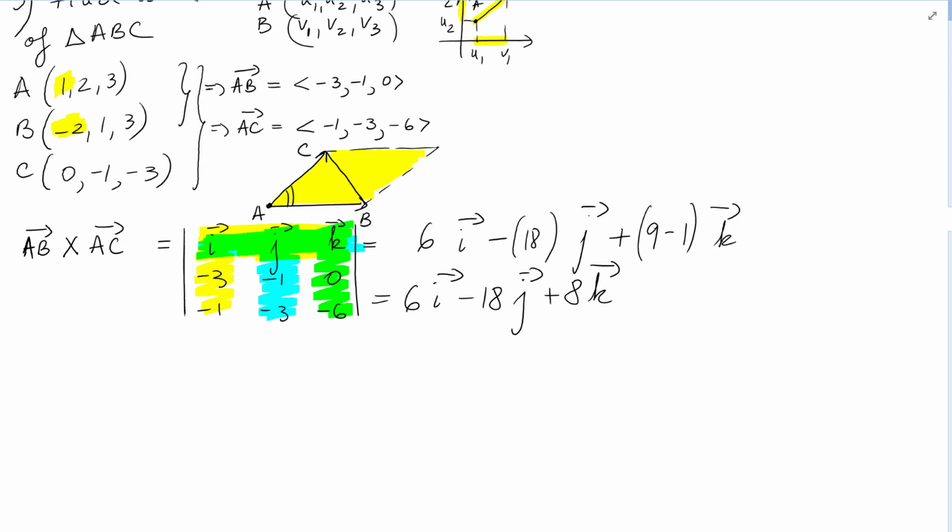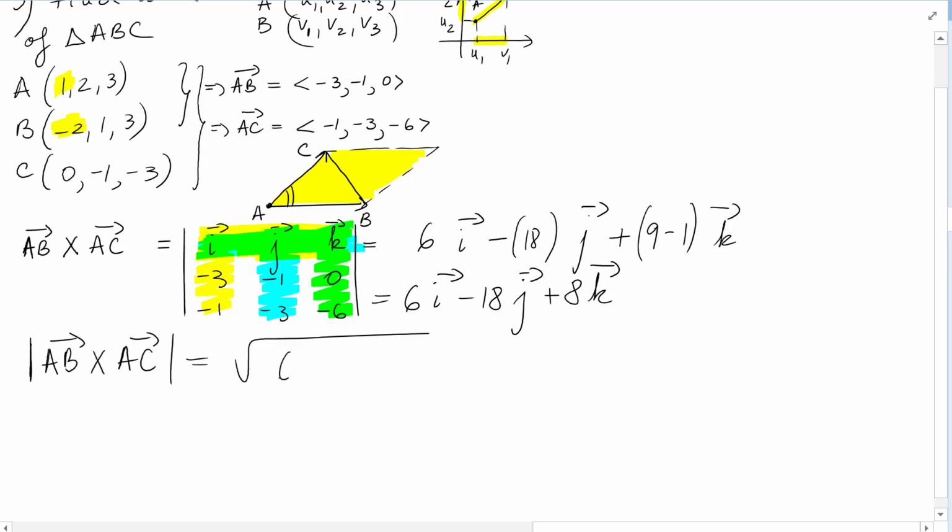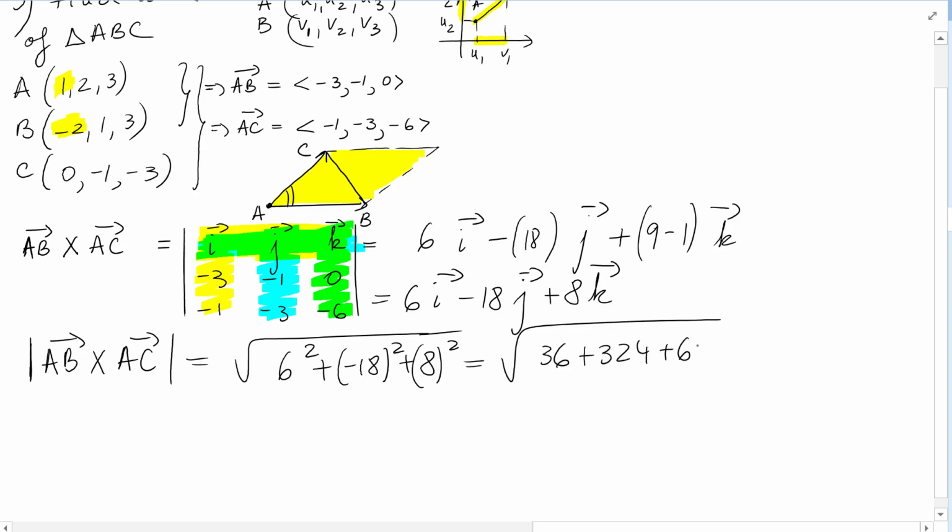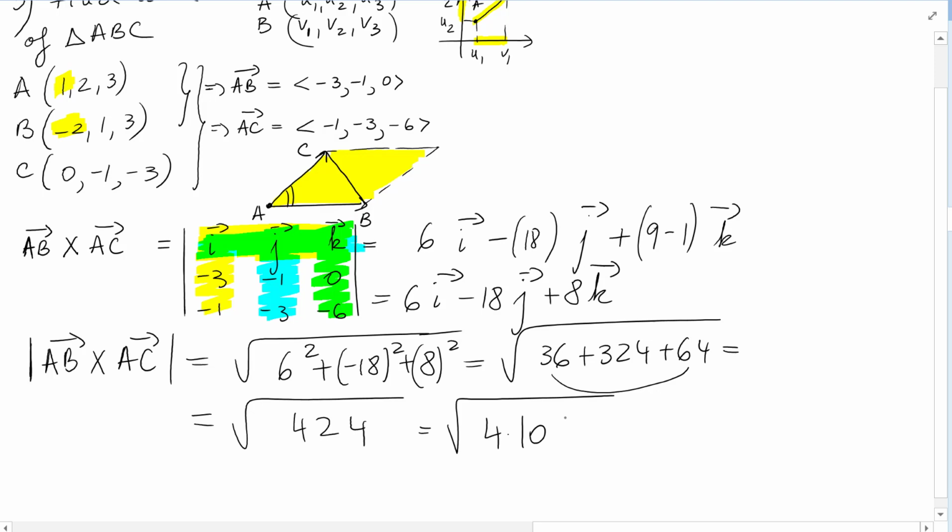Let's calculate the magnitude of AB cross product AC. That would be the square root of 6 squared plus -18 squared plus 8 squared. So we end up with 36 plus 324 plus 64, which is 424, whose square root, like we did, is the square root of 4 times 106, which is 2 square root of 106.